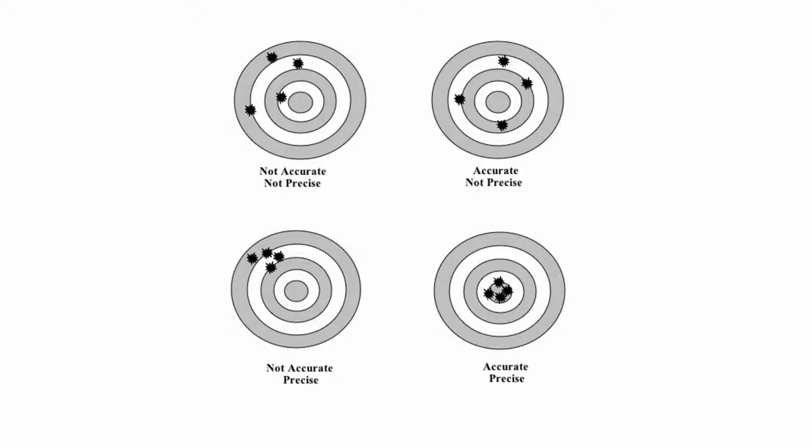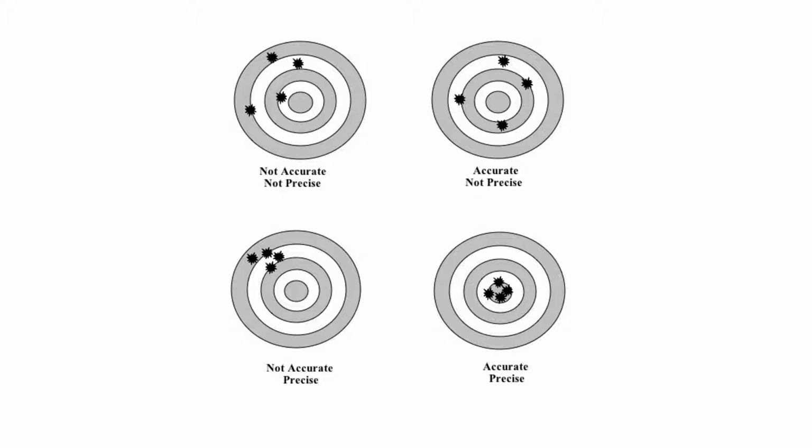Here's another graphic to demonstrate exactly what I was telling you before. Upper left-hand corner, I'm not accurate and I'm not precise. The average of the arrows is not close to the bullseye, and the grouping isn't very good. Upper right, I get something that's accurate but not precise. Again, the 4 arrows are all over the place, but the average is probably pretty close to the center.